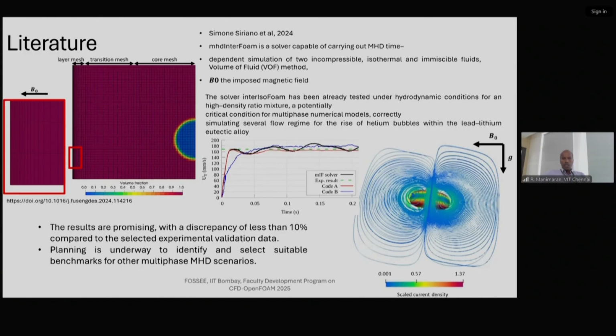So they can identify where the bubble is formed with the imposed boundary condition, and they also have a plan to identify and select suitable benchmarks for other multiphase industries. They will compare the result with the literature and experiment, and different codes. Not only MHD interFoam, they also used chtMultiRegionFoam, where you have conjugate heat transfer, right? In the heat transfer problem, they also use that one and compared this with the MHD interFoam.